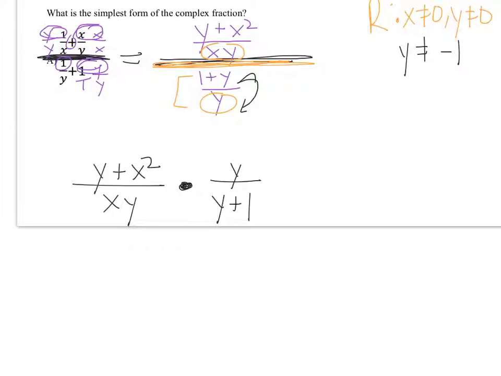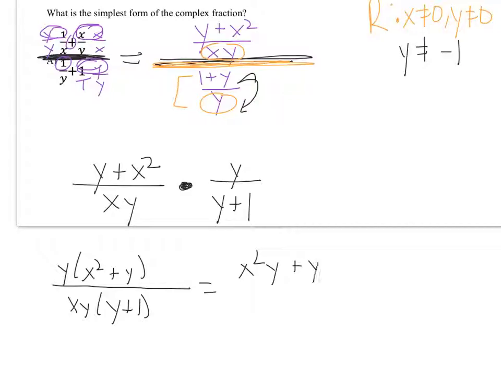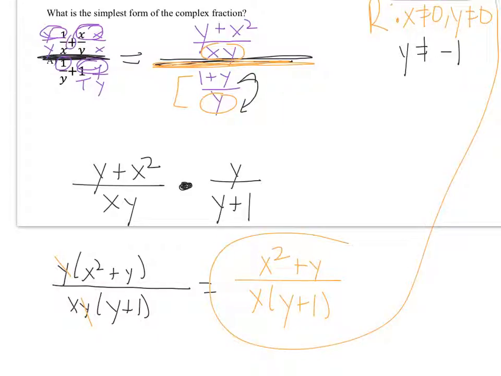So now when I multiply across, I would have y times x squared plus y over x, y plus 1. So now I could multiply this in, so it's x squared y plus y squared. However, I'm not going to do that, because once I write this out, I see that these two y's can cancel. A y over y is the same thing as 1, so those cancel out. So I have x squared plus y, which cannot be broken up, and then x, and then y plus 1. So this is my final answer.